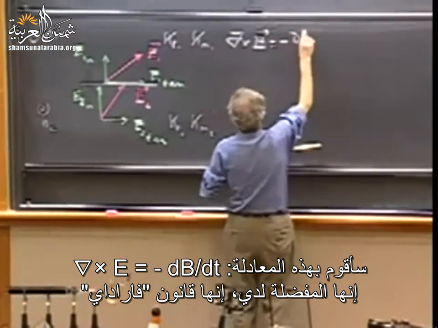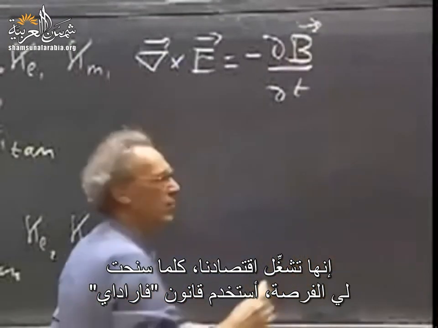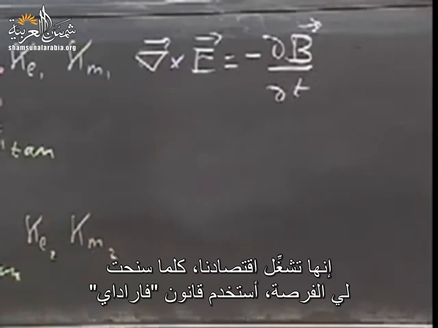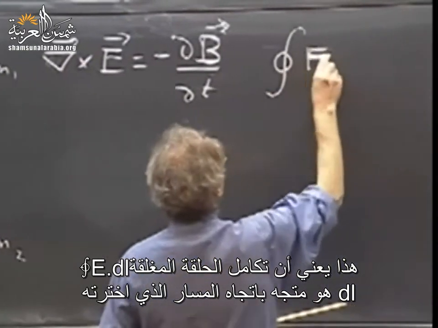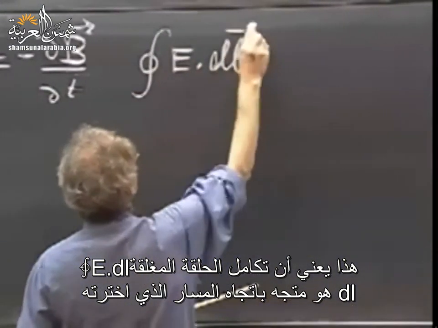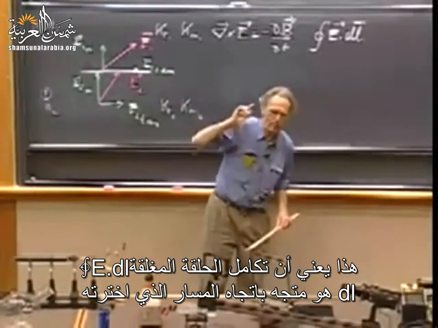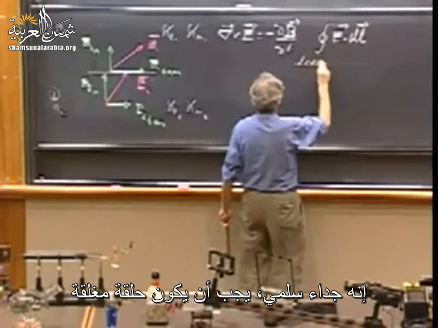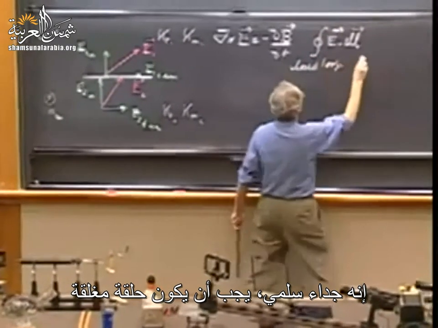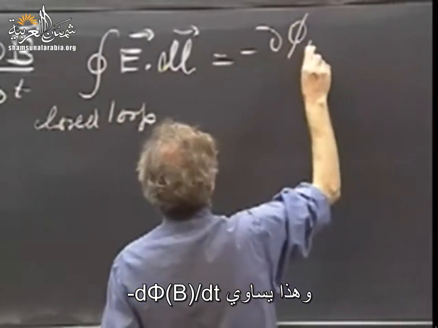is minus dB dt. It's my favorite one. It's Faraday's law. It runs our economy. Whenever I see a chance, I use Faraday's law. And that means that the closed loop integral of E dot dl, where dl is a little vector along the path that I take in the direction of my path. It is a dot product. It has to be a closed loop. That now equals minus d phi. Let me put a B there.